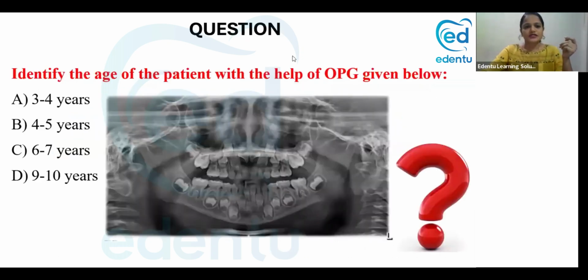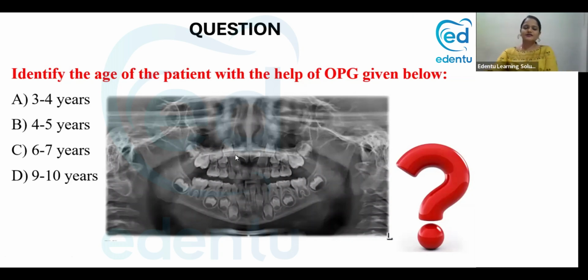So first question, identify the age of the patient with the help of the OPG given below. Is it 3 to 4 years, 4 to 5 years, 6 to 7 years, or 9 to 10 years? Any guess, Dr. Aishwarya? You remember what answer you had given for this question? B. Okay, 4 to 5 years.